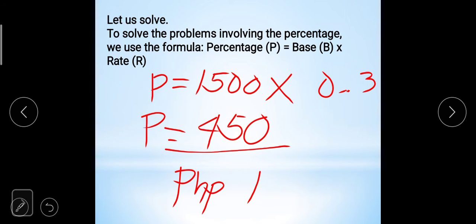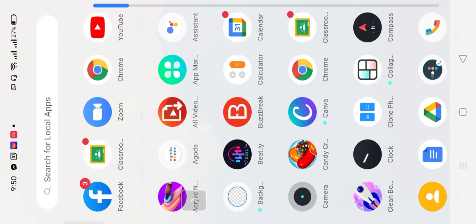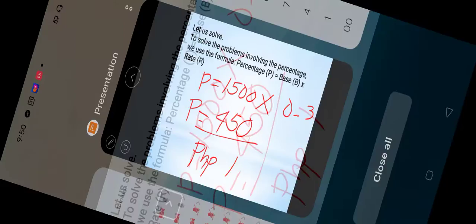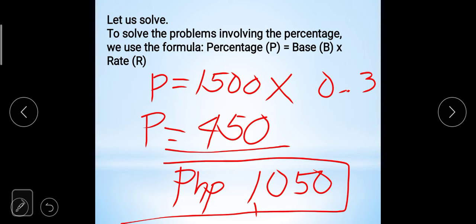1,000? 1,150? Are you sure? Let us see. Parang 1,050 lang. 1,500 minus 450. Oh, 1,050. Okay. So that is 1,050. Okay. So ito na lang yung presyo ng BTS merch since ano siya, naka 30% off.